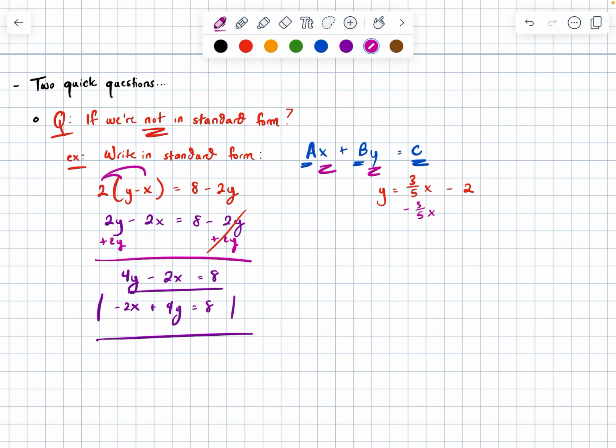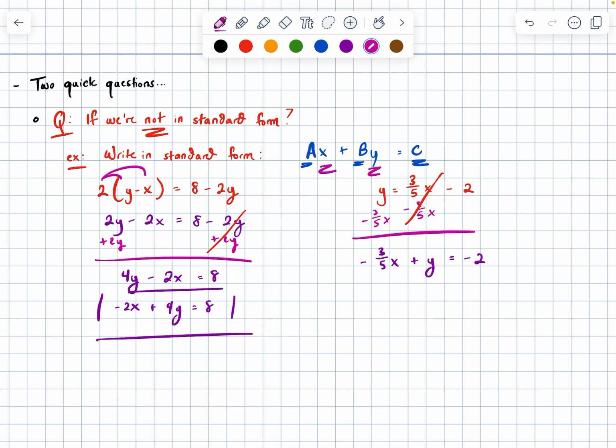I want to move it over to the left. So let's subtract 3/5 x from both sides. Inverse operations, I want to undo a positive 3/5 x with a negative 3/5 x. So I've got negative 3/5 x + y = -2. Now, in theory, I'm good, but there is one last thing that's an issue. Remember we said a, b, and c, the coefficients of the variables and the constant on the other side, all need to be integers. So I cannot have a denominator.